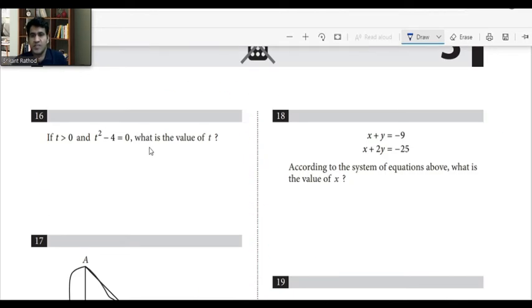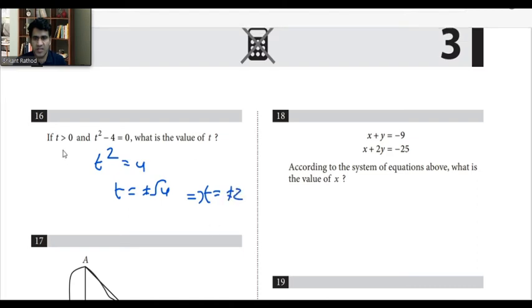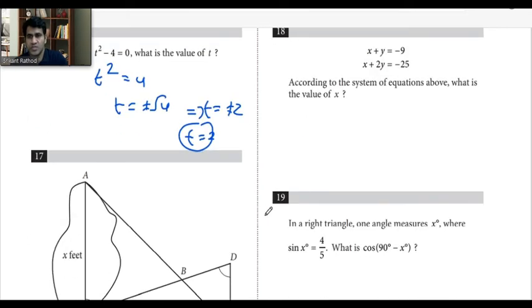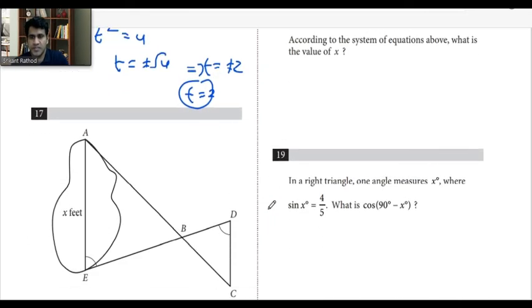If t is greater than 0, t square minus 4 is equals to 0. What is the value of t? So just t square is equals to 4, so t is equals to plus or minus square root of 4, that is t is equals to plus or minus 2. So as they are saying t is greater than 0, the value of t here is going to be 2. 2 is the answer to question number 16.